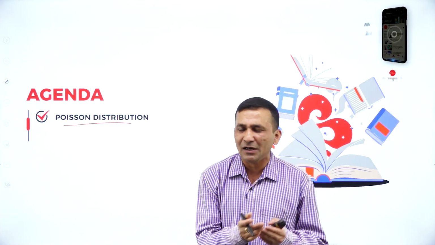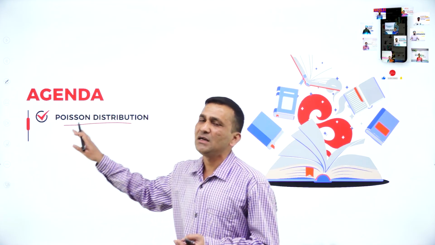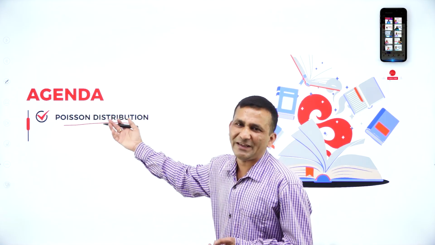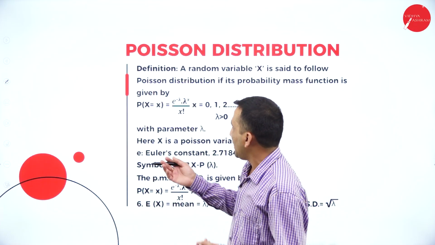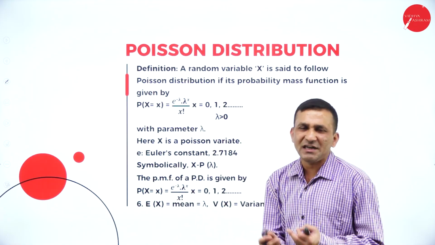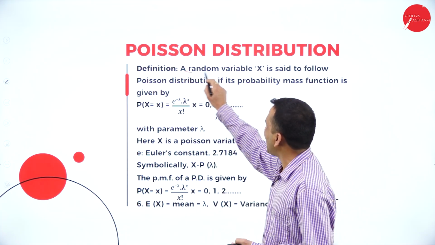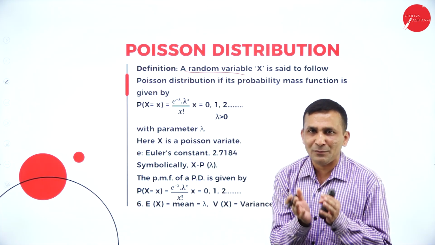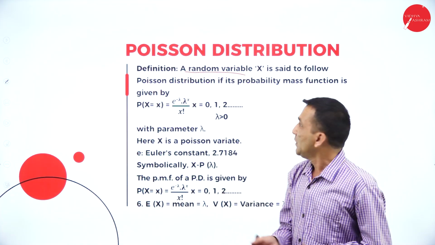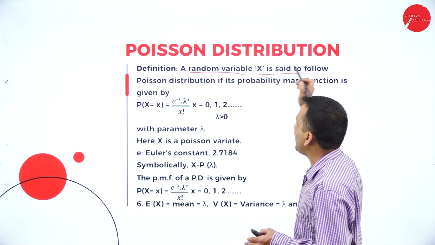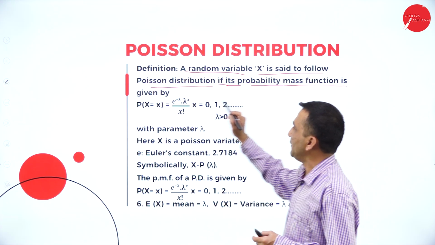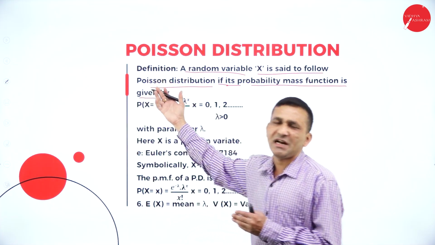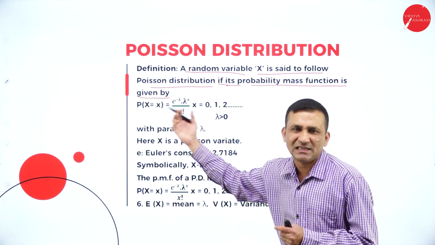In the last session, which was related to the complete theory part, now we are going to solve problems using the probability mass function. Here once again is the definition related to Poisson distribution. A random variable, which is a discrete random variable X, is said to follow Poisson distribution if its probability mass function is given by, and then examples related to the Poisson distribution.